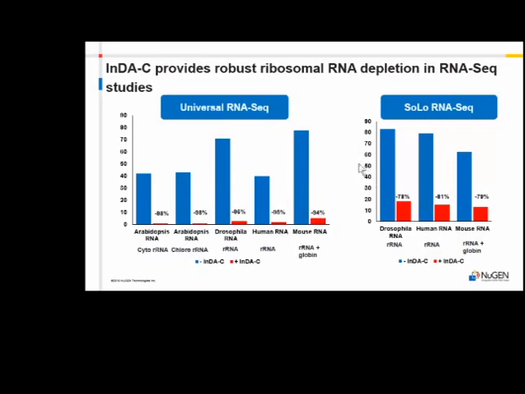In the solo system, using 100 picogram inputs in this test data, you see rRNA up to 80% of the libraries, and with depletion, we see about an 80% depletion.